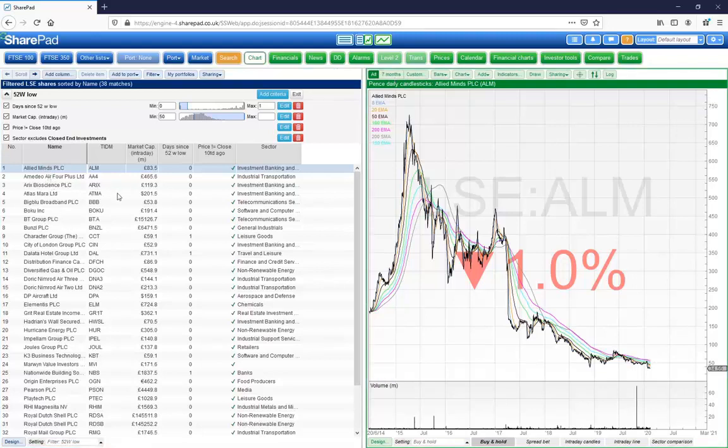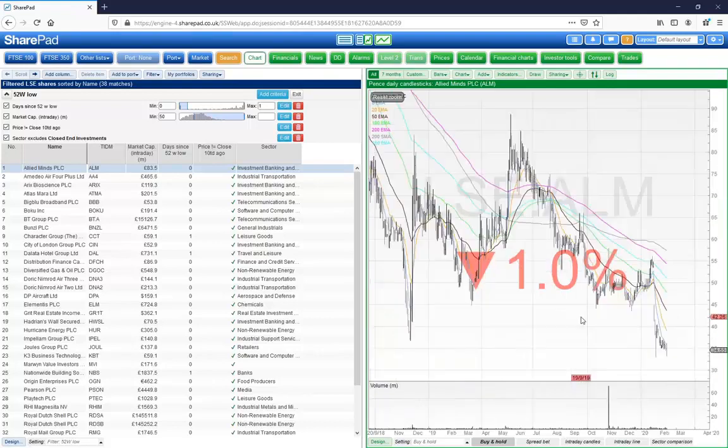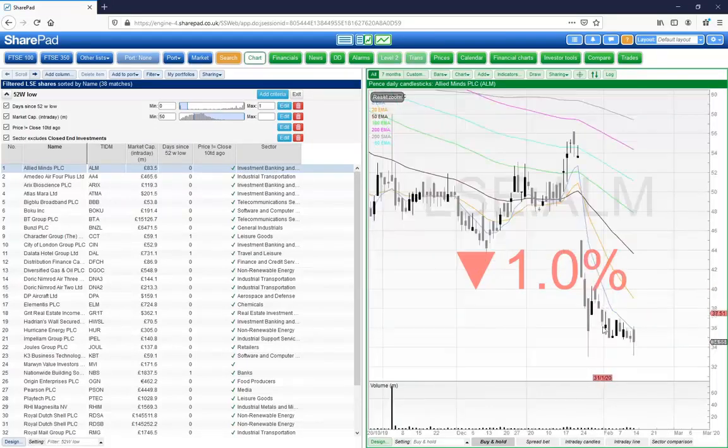We've got Allied Mines. This is one where they're trying to get rid of management, but it doesn't really appear to be working because the stock's right down. That to me looks like a zone there. Okay, that didn't work out, so I'll delete that. Try again.